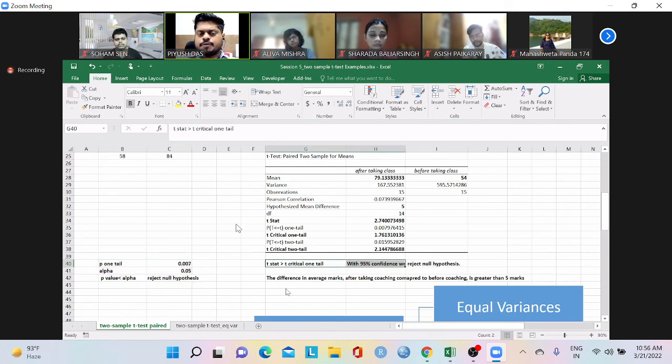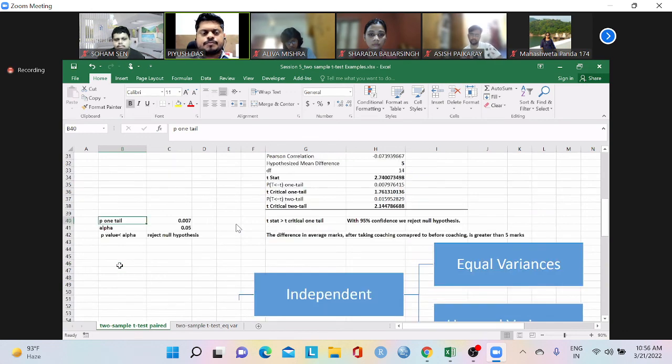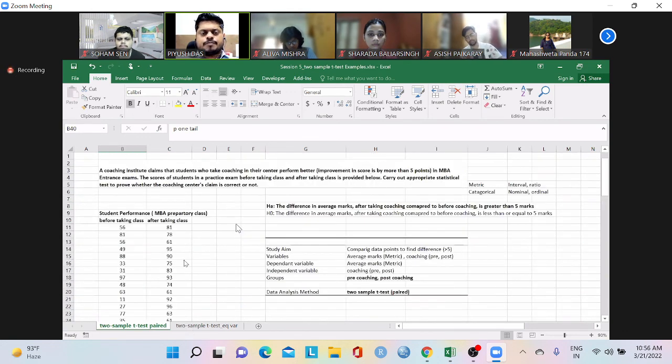Anyone having any doubt? So go by one approach only. If you are comfortable with the critical value, compare the t statistic with the critical value. For a right tail test, if the t statistic is greater than the critical value, reject the null hypothesis. Or if you are going by the p-value, compare it with your alpha. Anyone having any doubt?